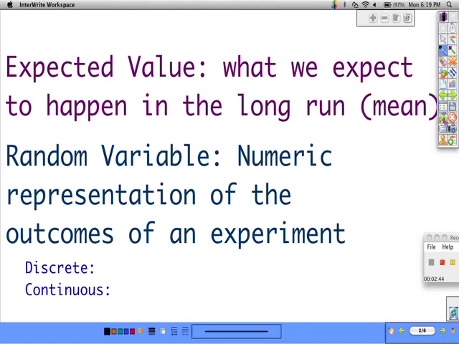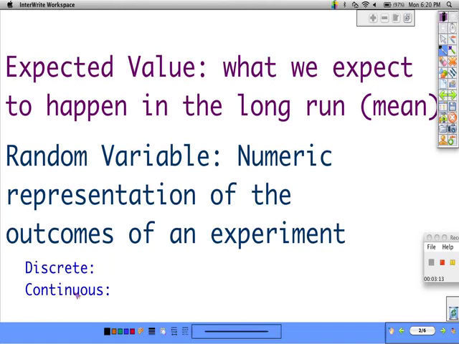The expected value is what we expect to happen in the long run. It's the mean result of many, many trials. And what we talk about is the expected value for a random variable, which is a numeric representation of the outcomes of an experiment. There are two types of random variables, discrete and continuous.